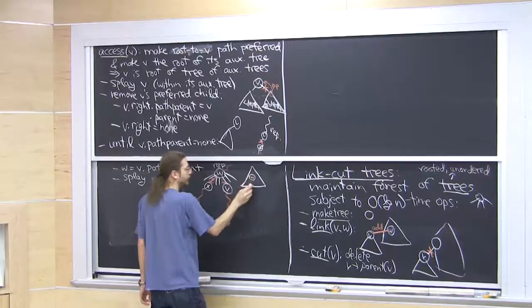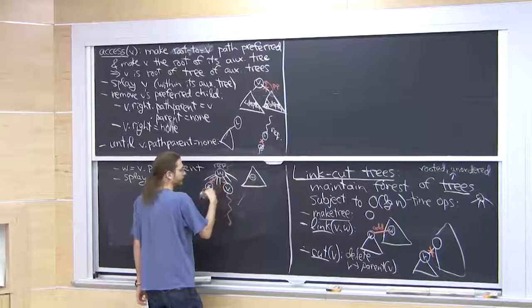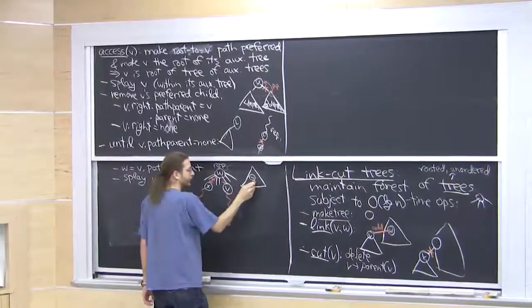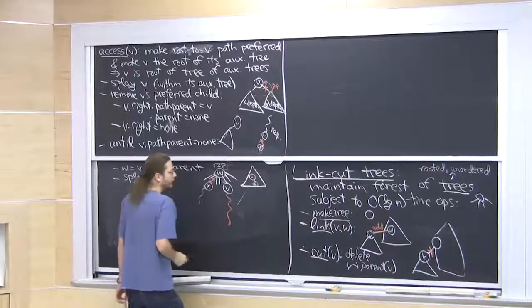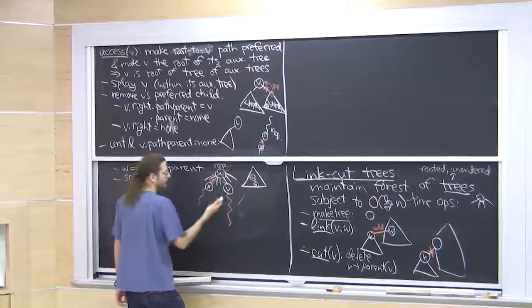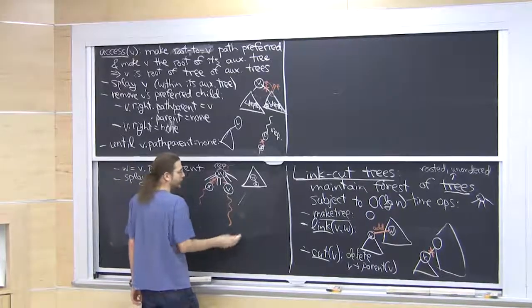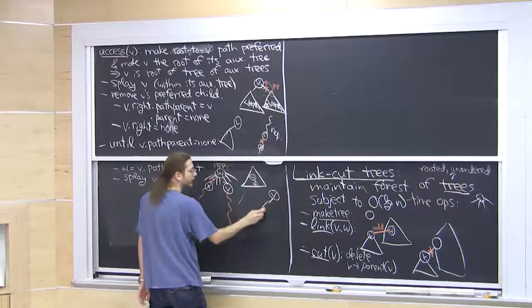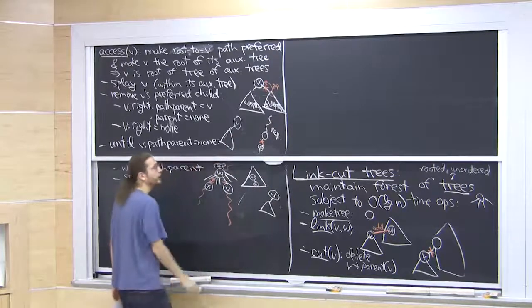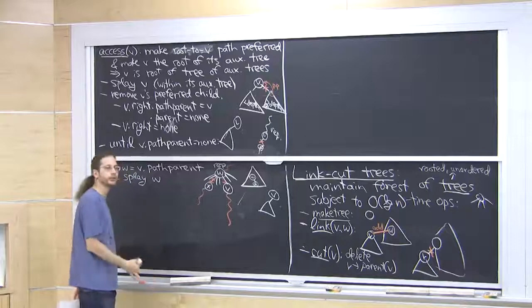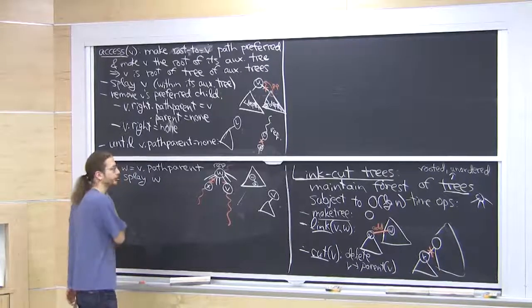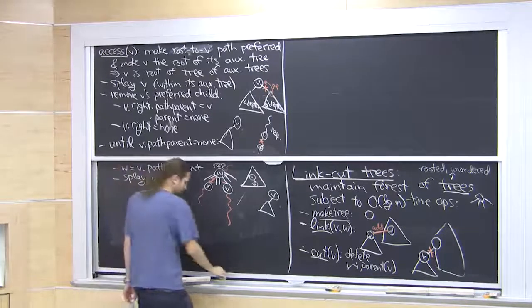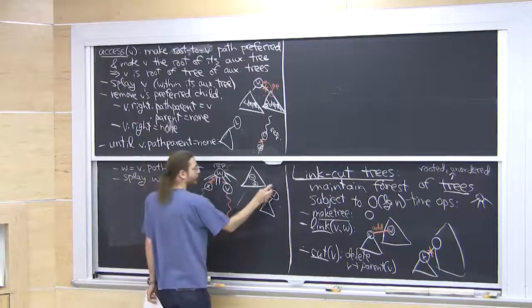W is there. X is its successor in there, so maybe it's like a right child or whatever, somewhere else in the tree. And then separately, we've already built this thing, V. It has a left child. It has no right child because there's nothing deeper than V in its own preferred path. And then we have a path parent pointer that goes like this.